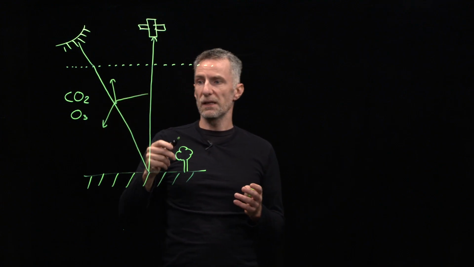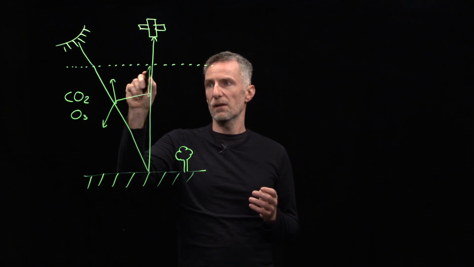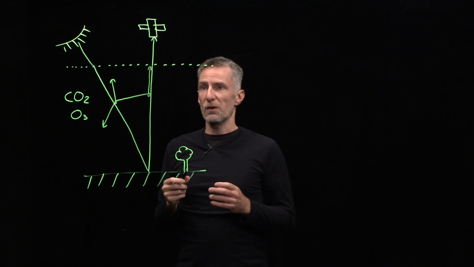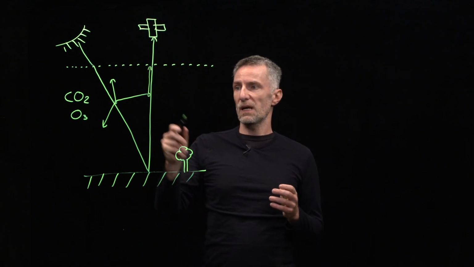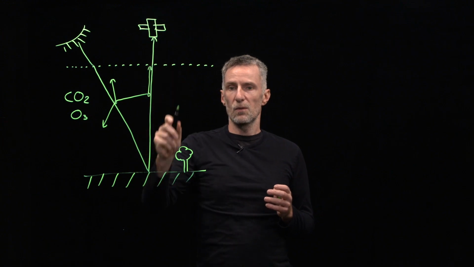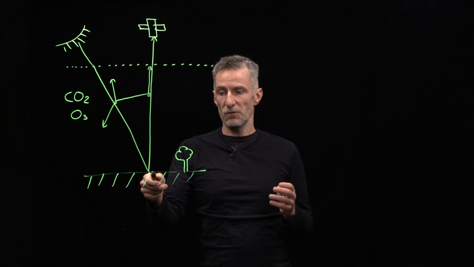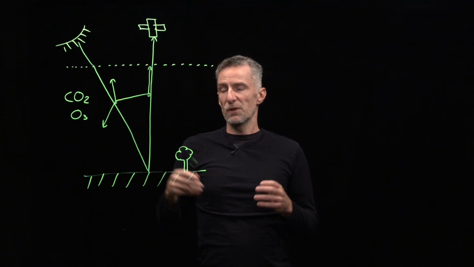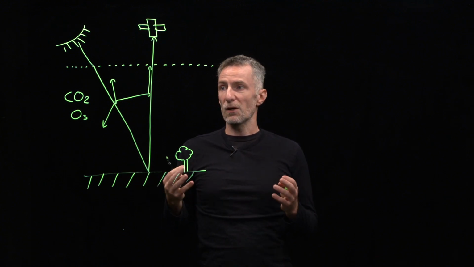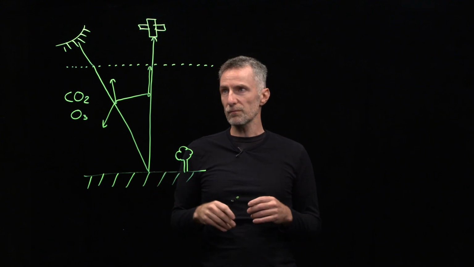And here it might hit something else and go up this way. And this is a problem for our satellite image because now it looks like we have radiation coming from down here. But this particular photon that I just drew the path of, it never came down to the surface of the Earth. Because it never came down to the surface of the Earth, it cannot possibly contain any information about what is on the surface of the Earth.